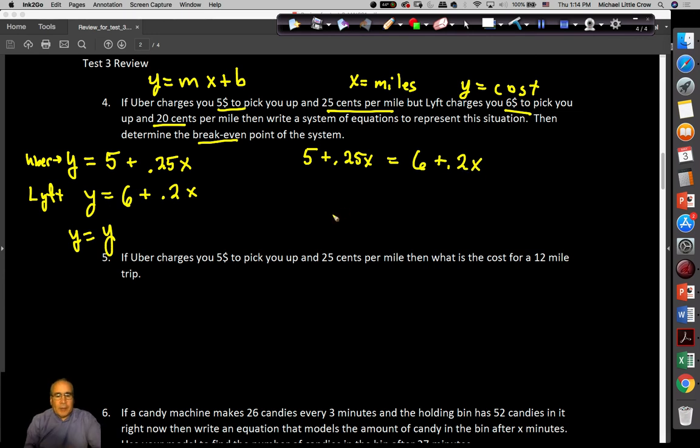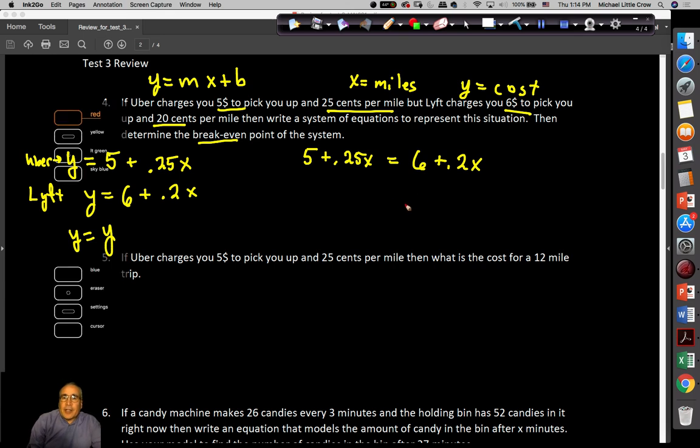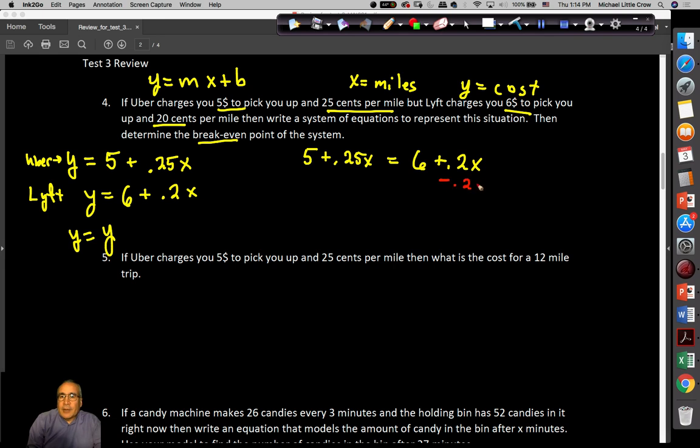Okay. And there are multiple ways we can do this, but we've done these before, I think as far back as Chapter 4. We've got an x on both sides, so we might want to just subtract 0.2x from both sides. I think in class we subtracted 0.25x from both sides, and that would be fine too. So here we get 5 plus 0.25 minus 0.2, which gives us 0.05x. These cancel each other out, so we've got 6.